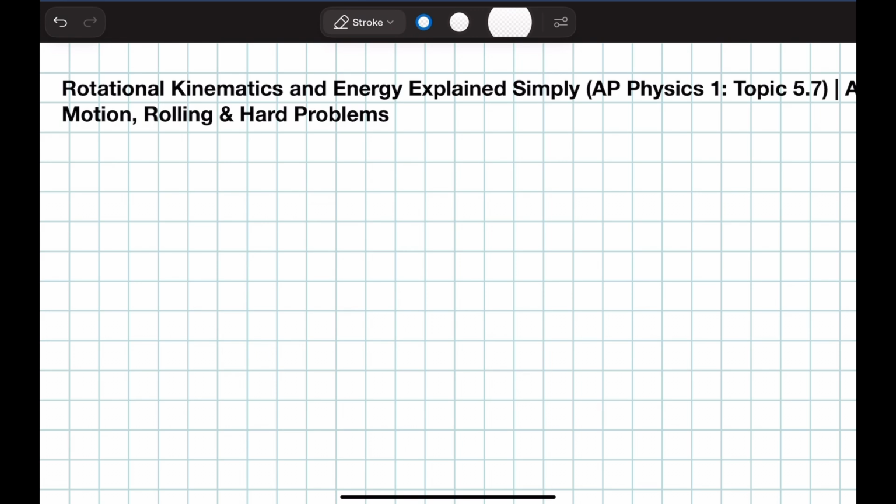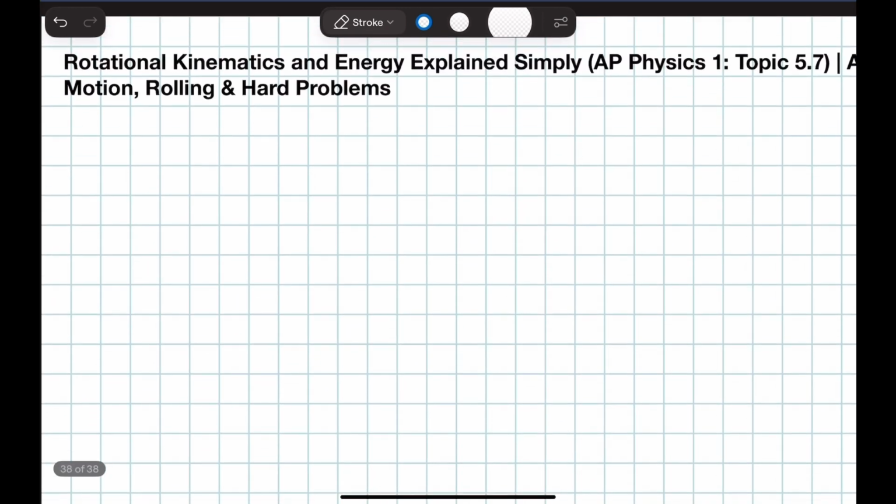By the end of this video, you'll be able to use rotational kinematics equations confidently, understand how rotational and translational energy work together, and solve harder AP level rolling and rotation problems. So let's first talk about angular position, velocity, and acceleration.